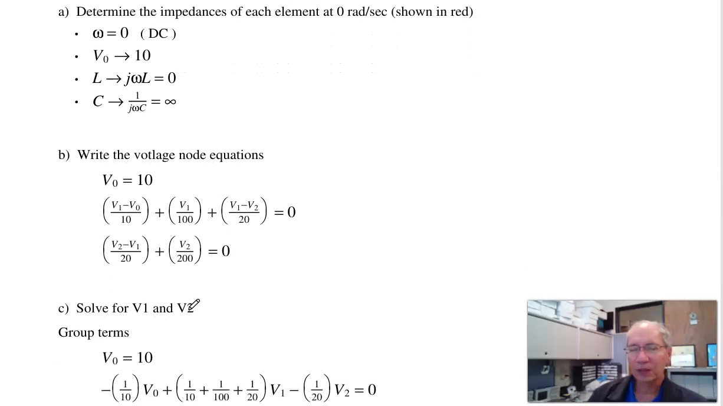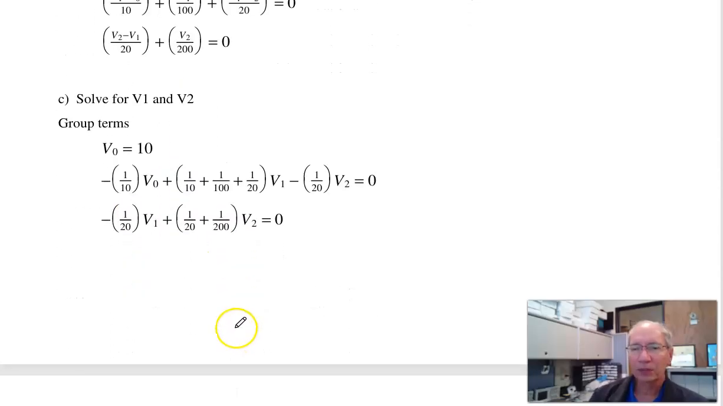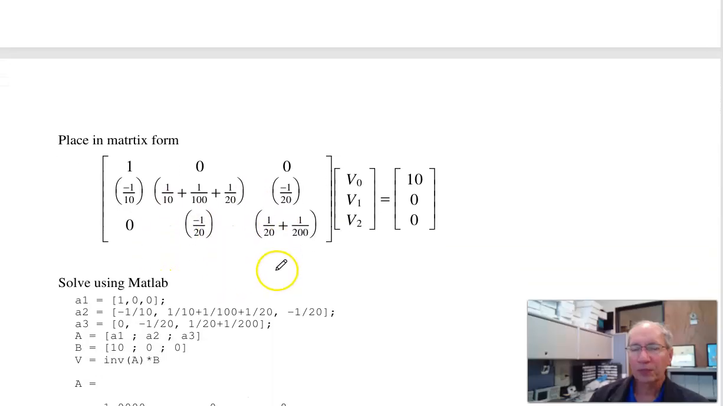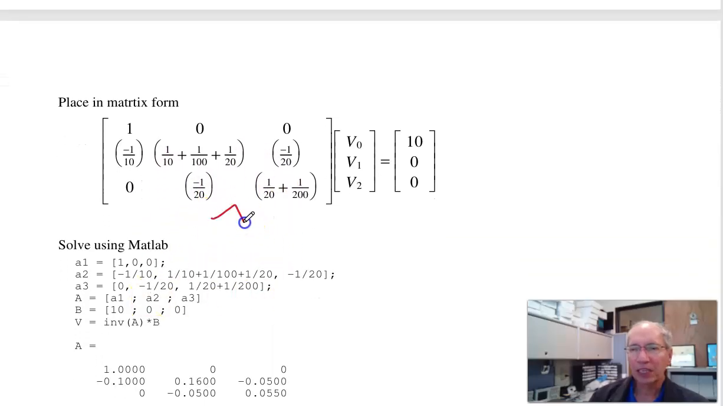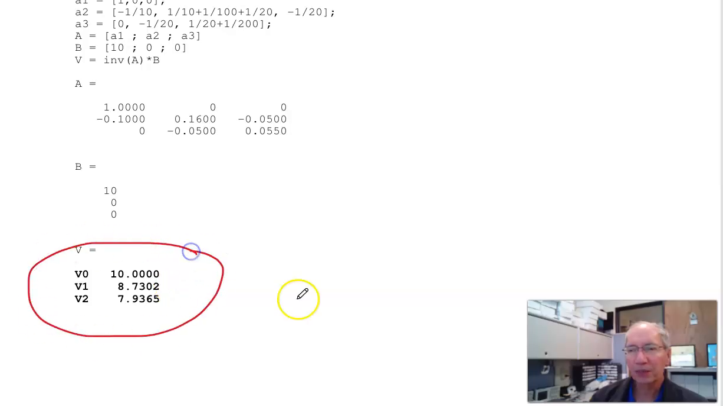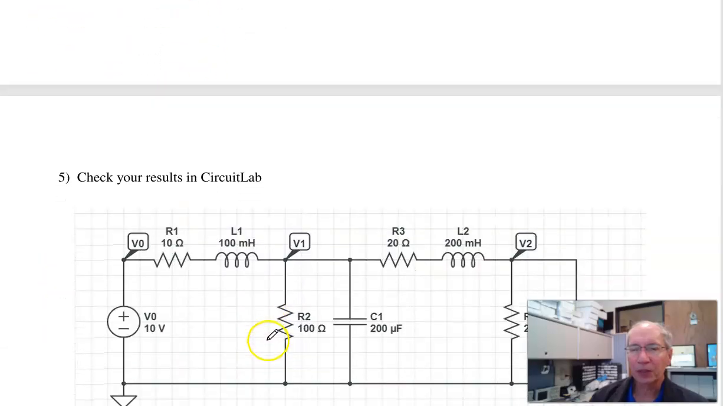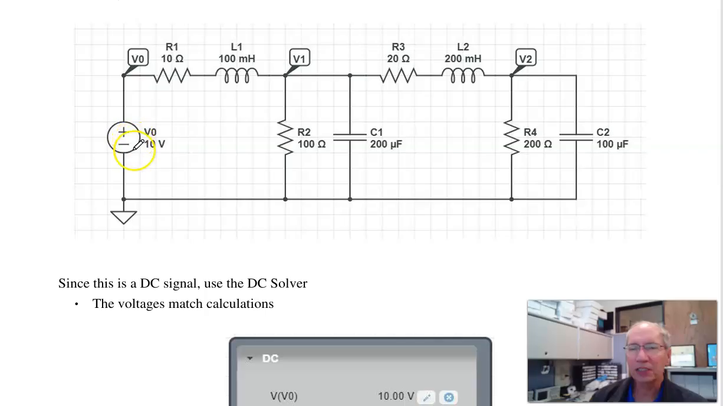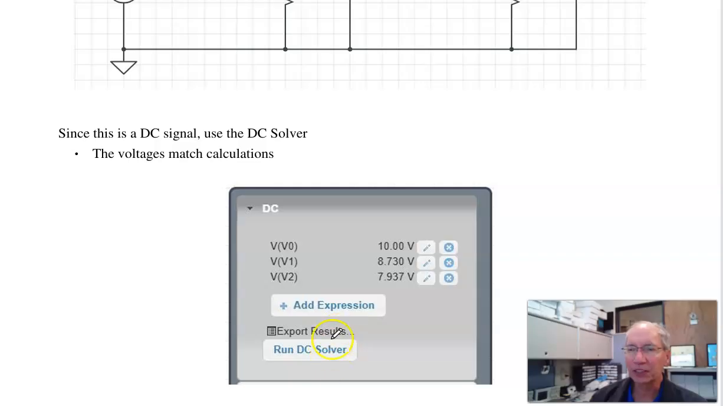Now solve. To solve, I'm going to group the terms, put it in matrix form, throw it into Matlab. So call this A, call that B. The voltage is inverse of A times B. And here's my answer. To check your answer, throw it in CircuitLab. So build the circuit in CircuitLab, apply a constant 10 volt source, find the voltages V0, V1, V2, and I can do a DC analysis. Same answer I got before. So if your answer matches up with CircuitLab, you probably did it right. That's DC.